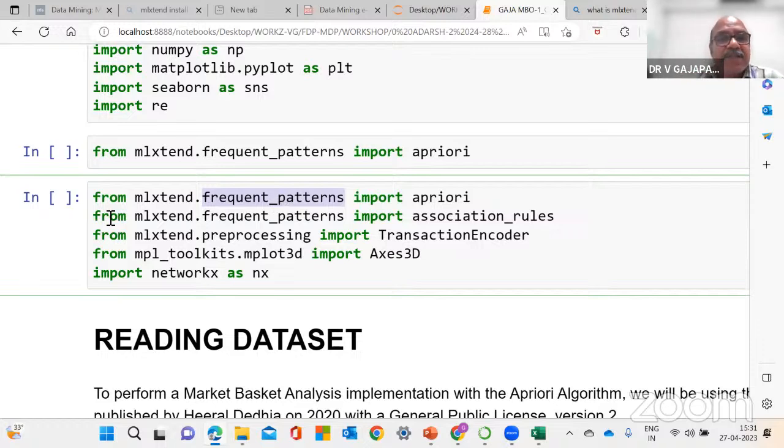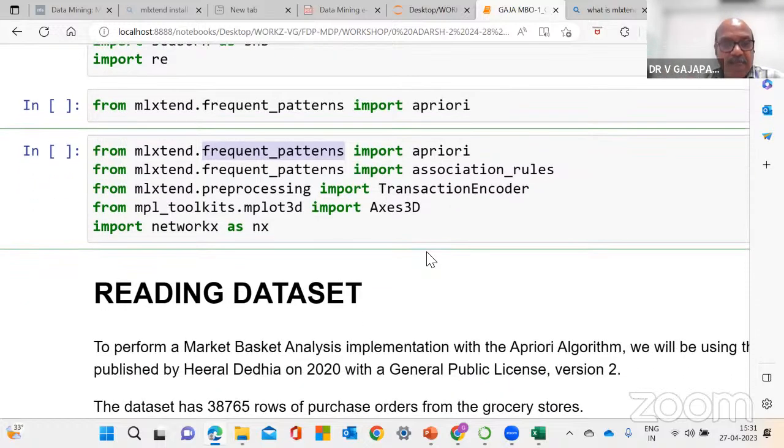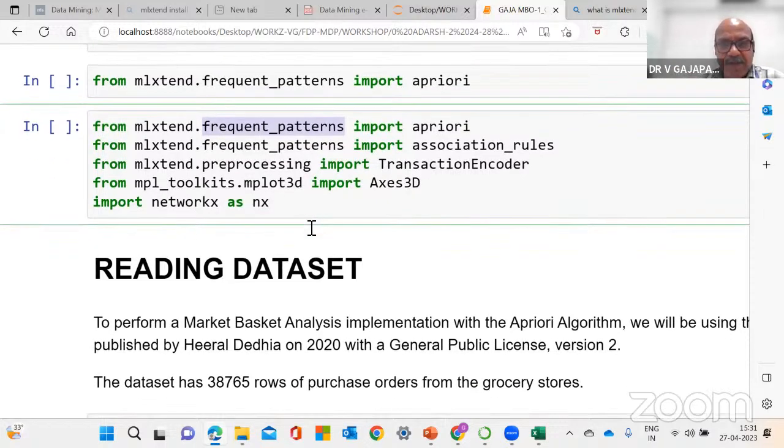Okay, from MLxtend frequent patterns import association rules. We are calling association rules also. For that I'm using MLxtend. From MLxtend preprocessing import TransactionEncoder. We are doing transaction encoder. We will see how it is happening. From mpl_toolkits.mplot3d, we are going to import Axes3D. Import networkx as nx. It's very interesting, really, now.